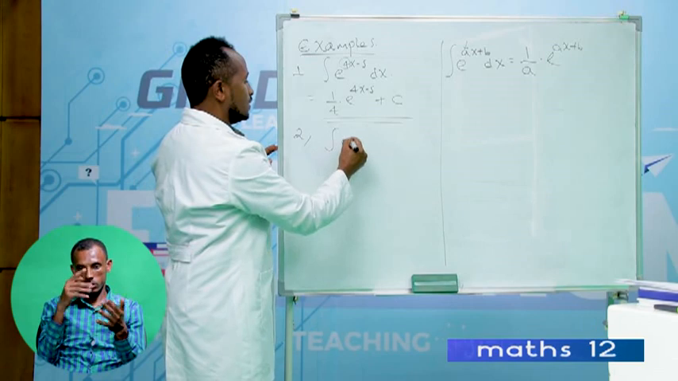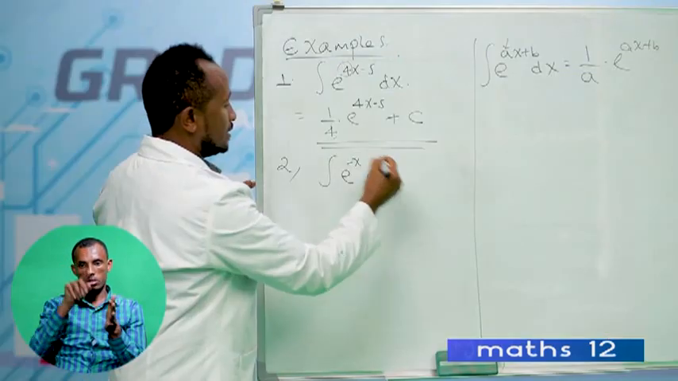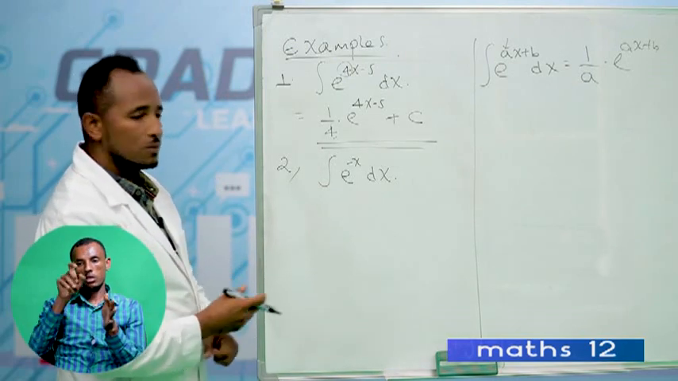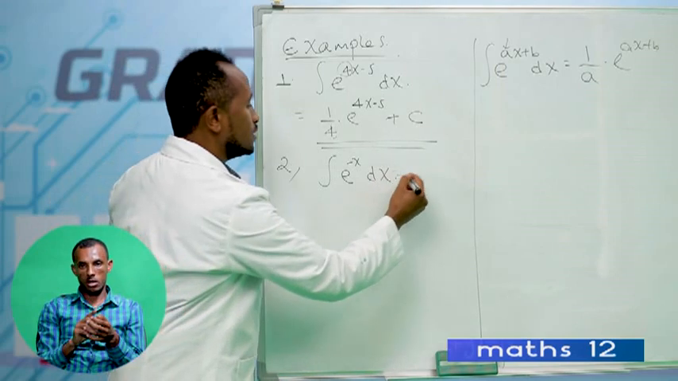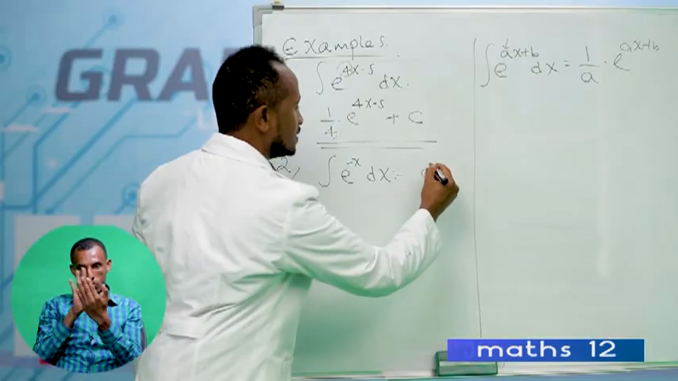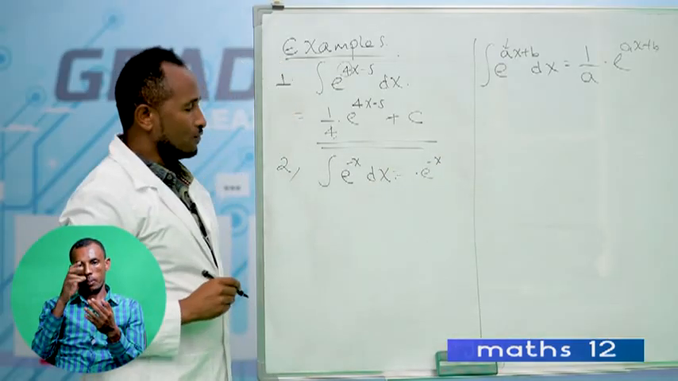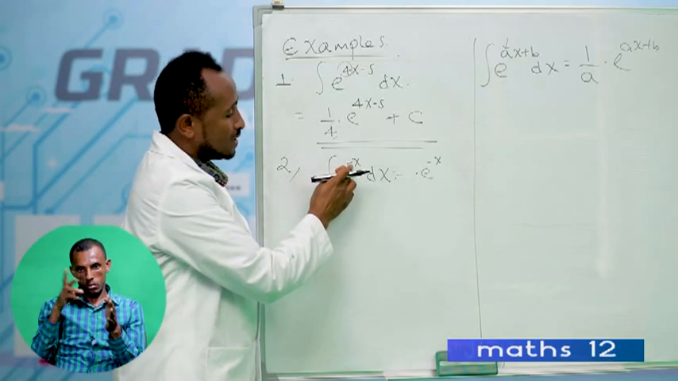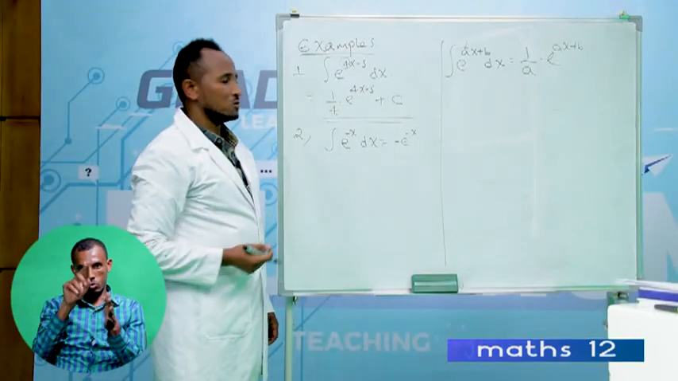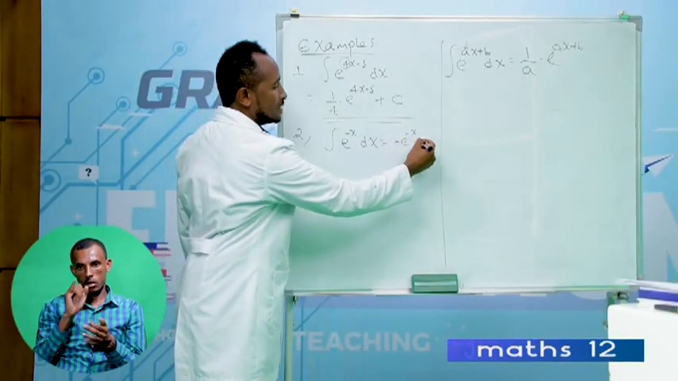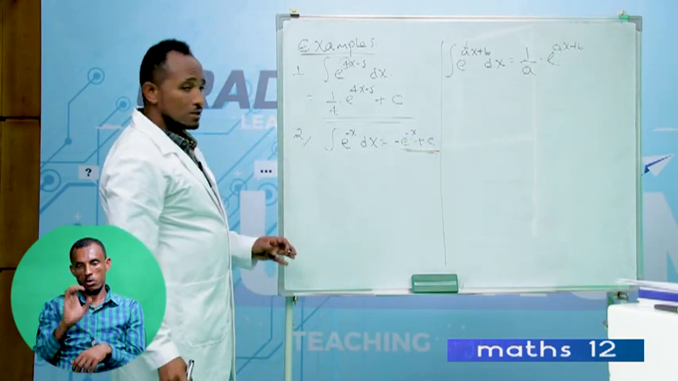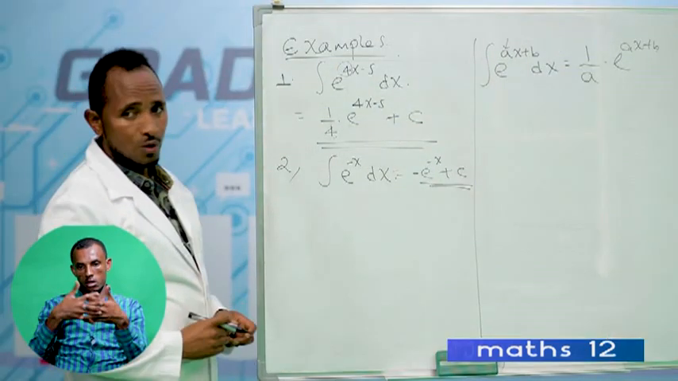Now let's try this one. The integration of e raised to minus x dx. I hope this one is simple. The integration of this expression is itself, e raised to minus x, but you put something in front of it. The thing you put in front is the reciprocal of the coefficient of x, that is minus 1. The reciprocal of minus 1 is minus 1 itself. So it's minus e raised to minus x. Don't forget the integration constant c. So this is the integration of e raised to minus x.